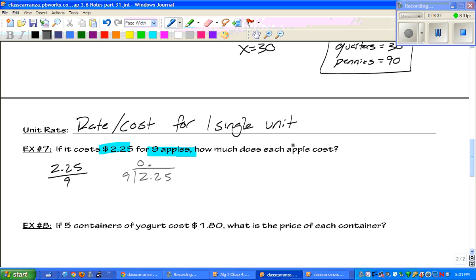9 does not go into 2. It goes into 22 2 times. We subtract, bring down the 5. 9 goes into 45 5 times. So it cost a total of 25 cents per apple.